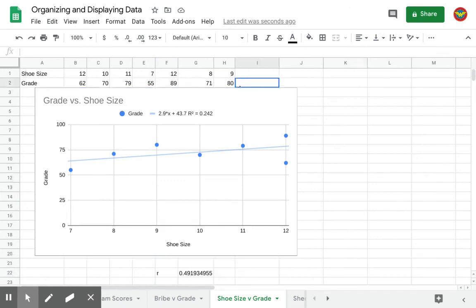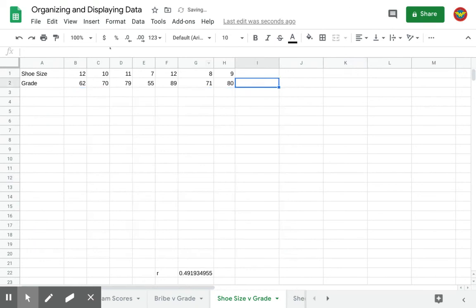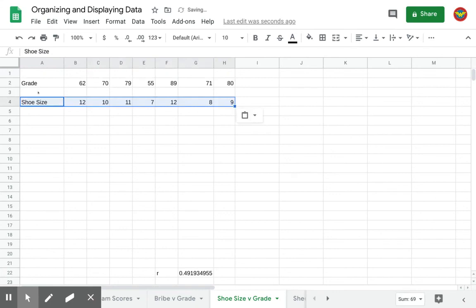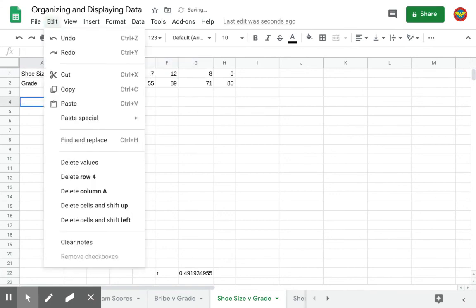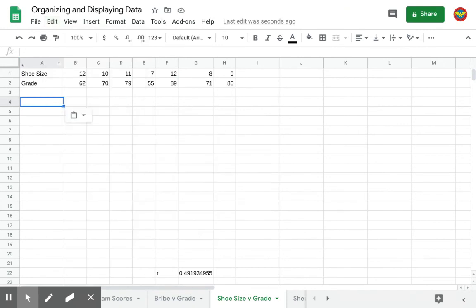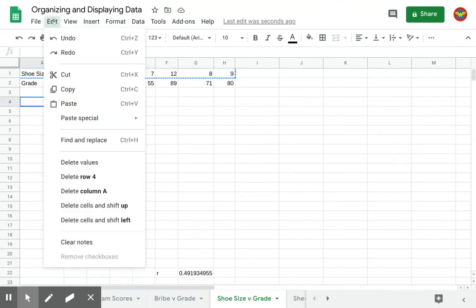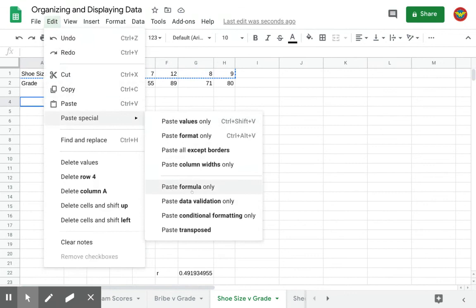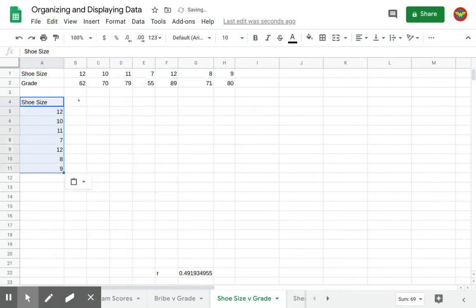Let me delete this, and I'm going to go ahead and put this into Desmos. Highlight my data, edit, cut, grab a blank cell, Control V. Oh, that's not what I wanted. Control Z, edit, paste special, transpose. Oh, better do it again. Okay, so edit, cut, blank cell, edit, paste special, transposed. Okay, do it the same for the grade.